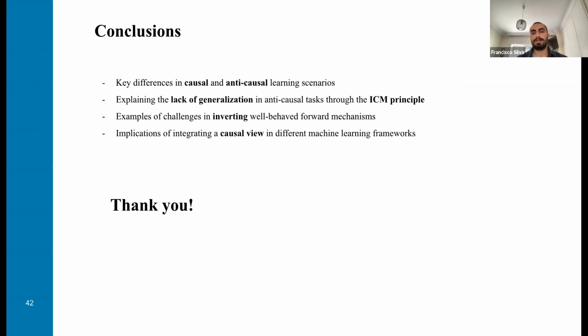To conclude, just a quick recap of what we saw today. We saw the key differences in causal and anti-causal learning. A major difference is the generalization power, and we saw why the causal direction presents a stronger generalization ability. And with an idealized solution for all this, we saw examples of what it takes to look at common machine learning or deep learning models from a causal perspective.